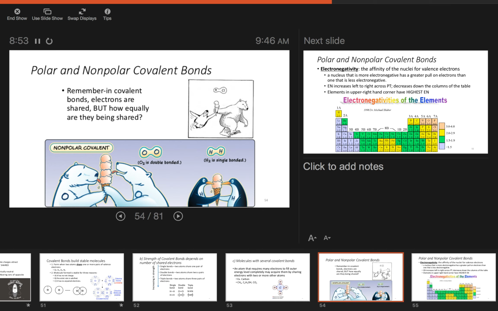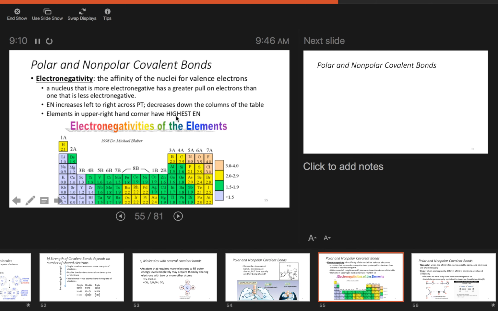And so that's what polar and nonpolar means. Electrons are being shared, but how equally are they being shared? In the case of nonpolar covalent, that means they're being shared equally, okay? Whereas for polar covalent, they're not being shared equally. So how do you determine whether it's going to be polar or nonpolar? You have to look at the electronegativity value.